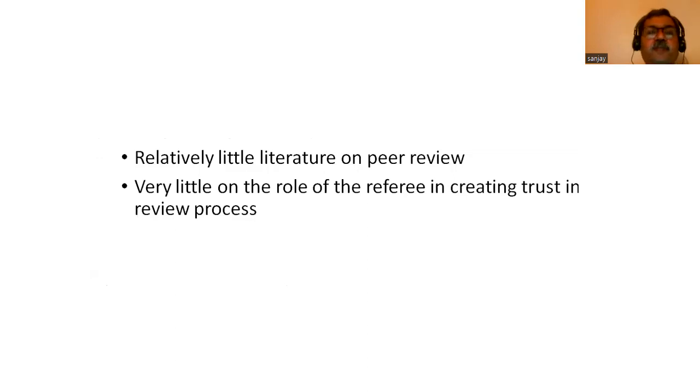To my surprise, I discovered that given the importance of peer review in science and indeed in scholarly literature, there is relatively little literature on the subject itself. There is, in fact, extremely little on the role of the referee in creating trust in the peer review process. In other words, for this talk that I've been asked to give, there is very, very little information on the net. So much of this will be my own thoughts, coupled with, of course, some information that I've picked up from the net.